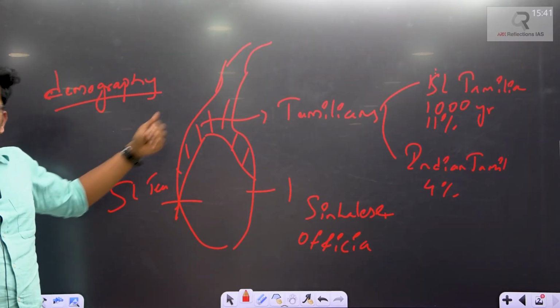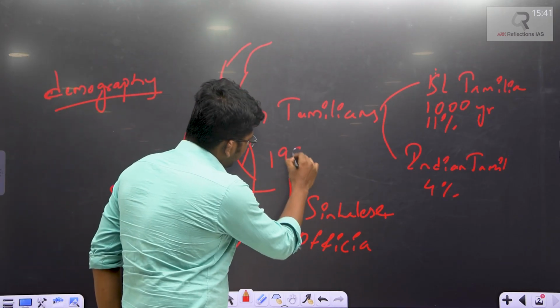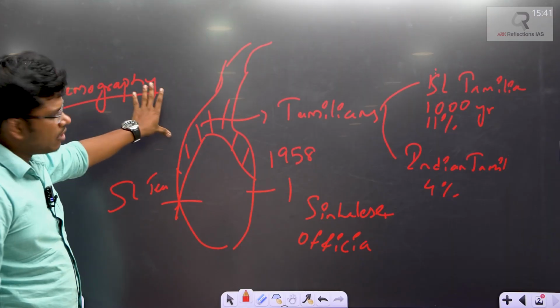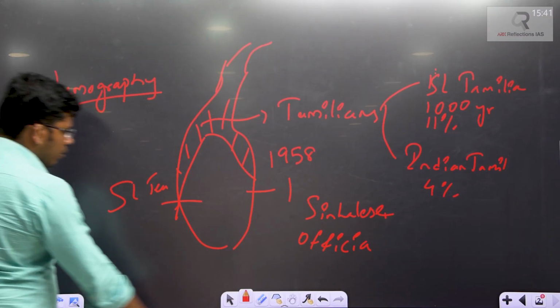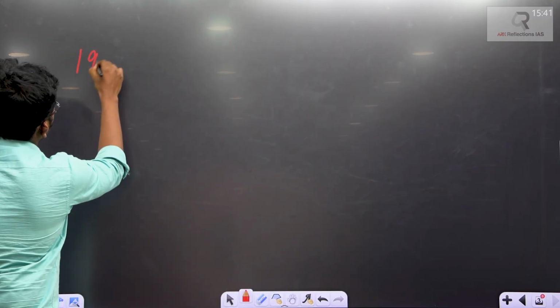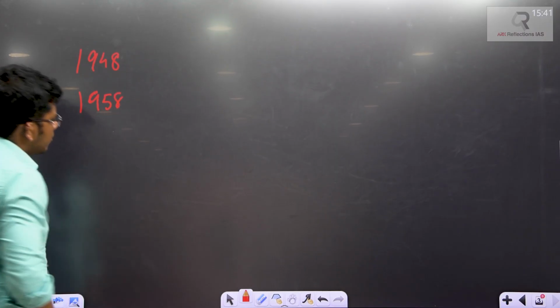LTTE will come a little later. So this is around 1958. Talking about the incidents, you can see the chronology: in 1948 they got independence, and in 1958 they had the protests.